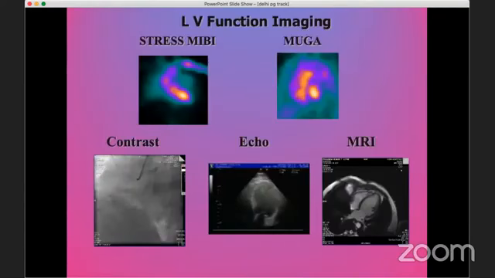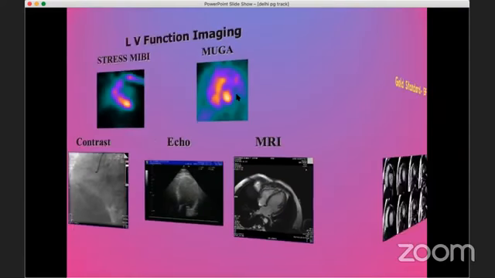We also know that there are multiple imaging modalities like the stress MIBI, the MUGA, contrast LV angiograms. Most of us don't do it anymore. Echocardiograms, we have 3D good quality echoes now. And finally, the MR. Suffice to say that the MUGA has been more or less relegated because of the radiation dose. Because of time and contrast, we don't do LV angiograms routinely. So it's basically between echo and MR, and stress MIBI carries the load of radiation. So we don't routinely use it for ejection fraction.